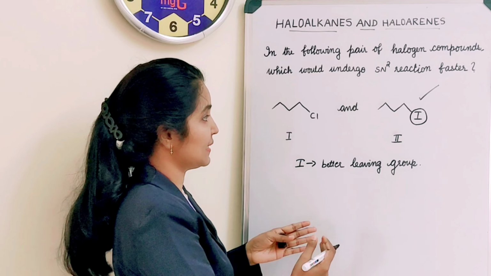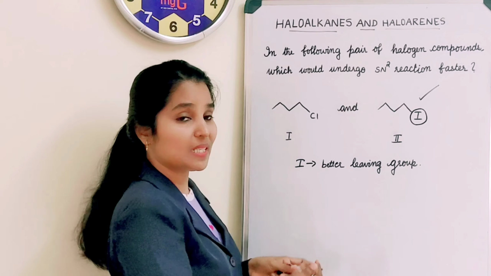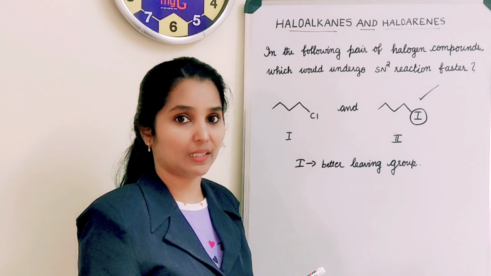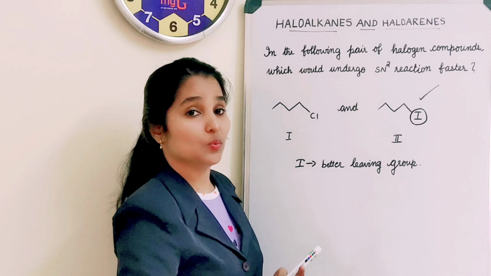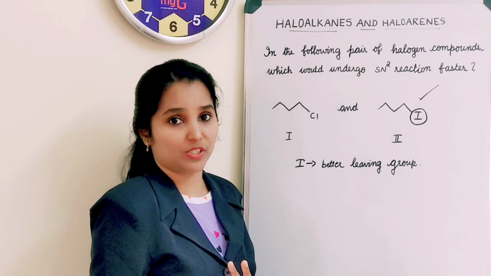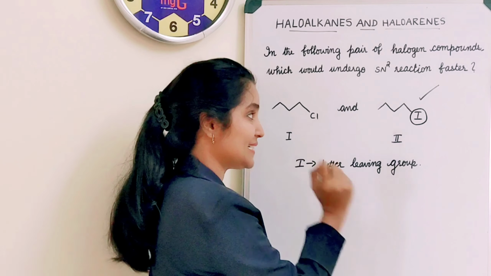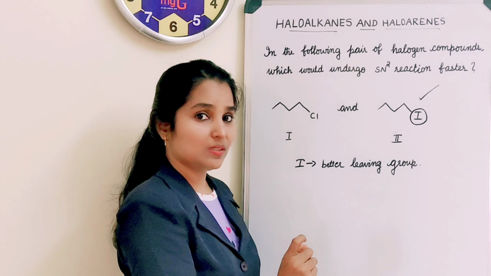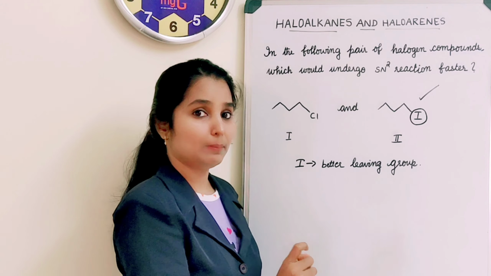So in this case, if the same type of compound is given with different halogens, you have to see the size of the halogen, which is the bigger halogen. That halogen will leave faster when the nucleophile approaches. So the better leaving group gives a faster SN2 reaction. So the second compound, which contains iodine, will undergo SN2 reaction faster.